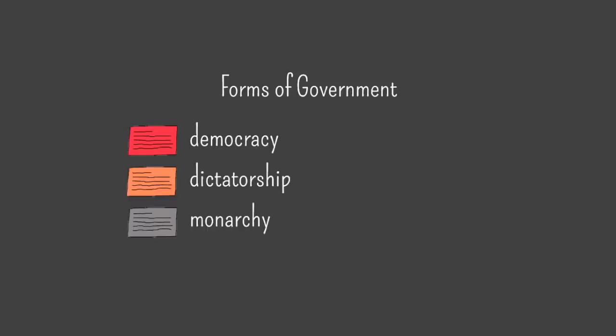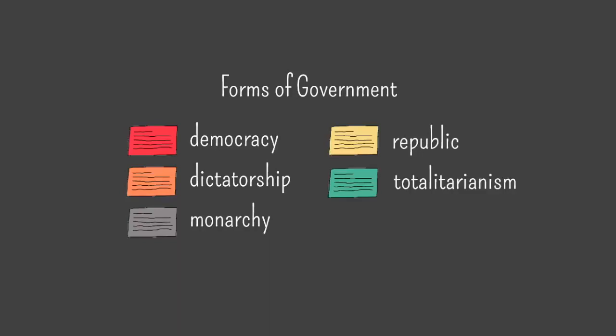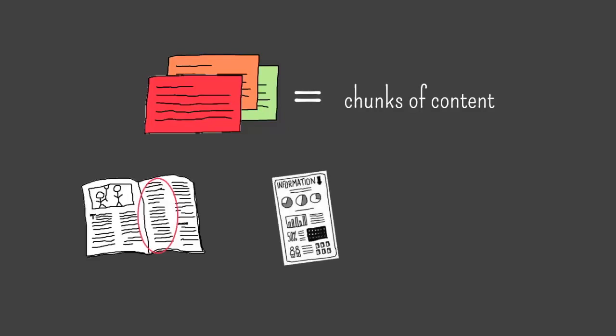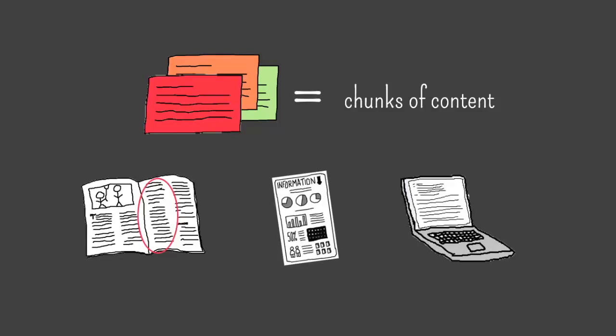Suppose you're a history teacher and you're doing an overview of different types of government. You could divide your content into these chunks: democracy, dictatorship, monarchy, republic, totalitarianism, and theocracy. A chunk of content can be a section of a textbook chapter, a handout containing information, or an online resource.